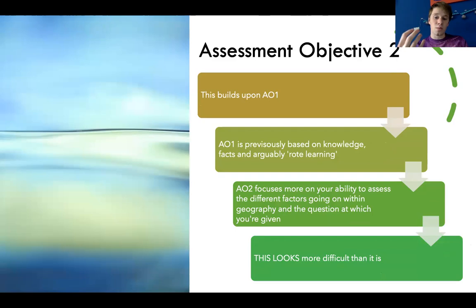AO2 focuses more on your ability to assess those factors you've learnt within geography and base it off the question you're given. So this is where it really separates the A star, the A's, to the B's, to the C's, to the D's, because only the A star, A, B candidates are able to assess the factors they are given, whereas the people who only learn their AO1, that's just knowledge. Like I said, you've lost half your marks because you're not able to assess what you're thinking.